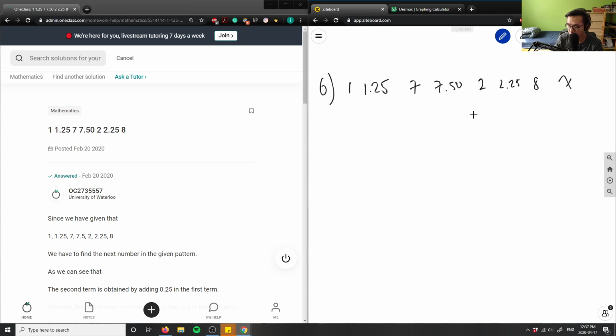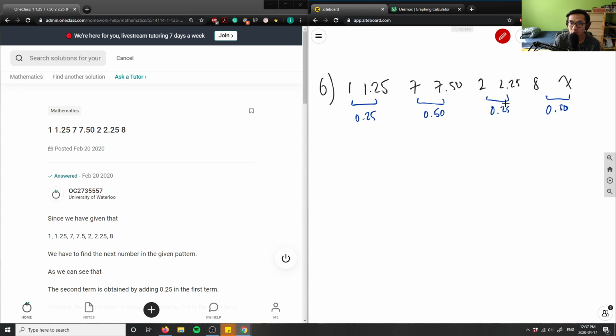All right, so let's look at this here. So we have 1, 1.25. So let me take these two numbers. The difference between 1 and 1.25 is 0.25, right? That's fine. And then I have here 7 and 7.50. I'm looking at these two. This is a difference of 0.50. This here is a difference of 0.25. Which means therefore this difference here would be 0.50, right? It's the next logical pattern here, right? 0.25, 0.50, 0.25, 0.50.